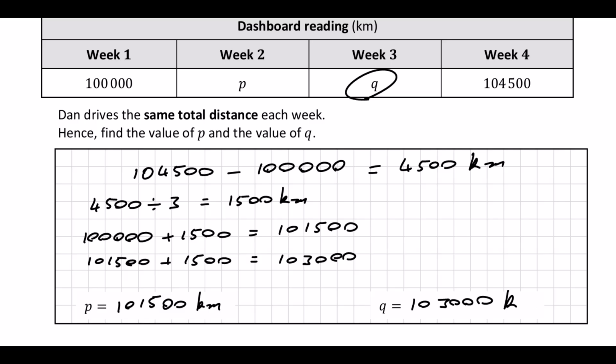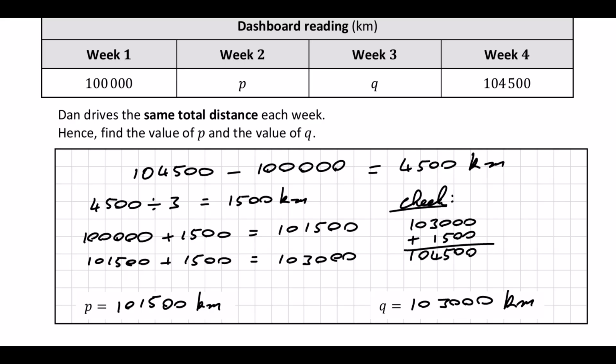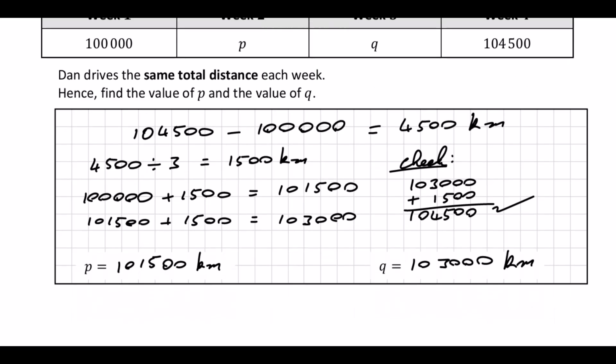So you can check it by taking 103,000. So this is just a check. You aren't asked to do this, but you could check it just to see if you're right. What we want to do is add 1,500. So let's just try that. So this gives us 104,500. So that seems to work. Okay, so let's try the next one then.